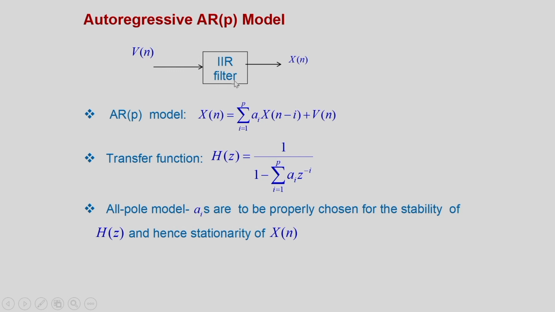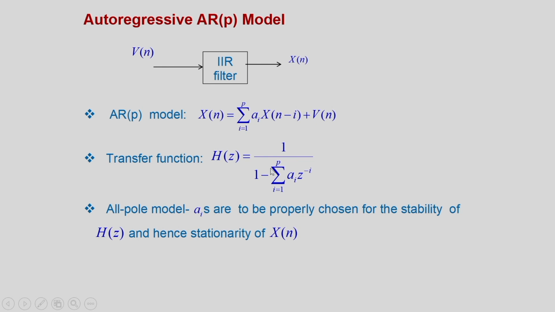In this case, the filter defining the random process is an IIR filter, an all-pole filter, that is important. Here Vn is the white noise, and Xn is the WSS process. The AR(p) model is therefore Xn is equal to summation a_i x of n minus i, i going from 1 to p, plus Vn. So, this present output Xn is considered as a linear combination of past outputs plus the input term, that is white noise. The corresponding transfer function is given by 1 by 1 minus summation a_i z to the power minus i, i going from 1 to p. This is the transfer function of this IIR filter.